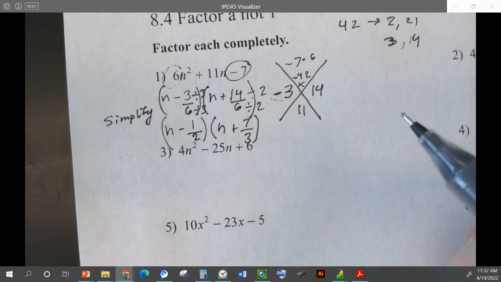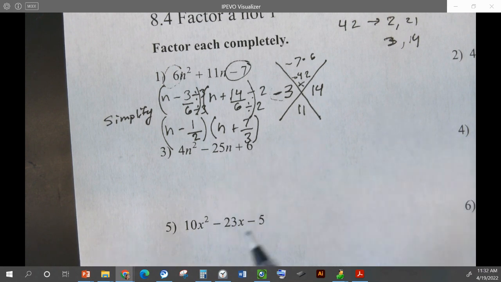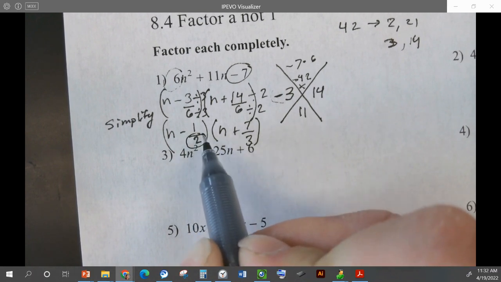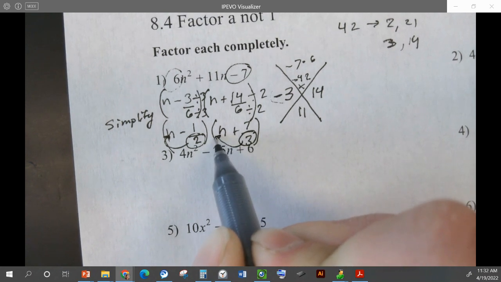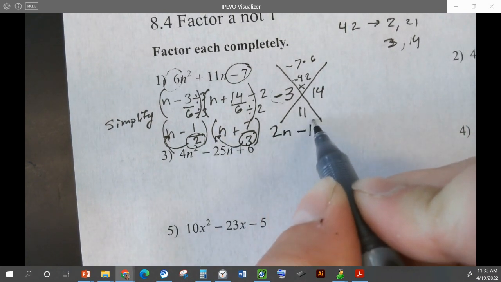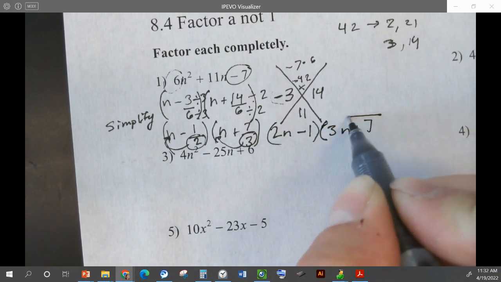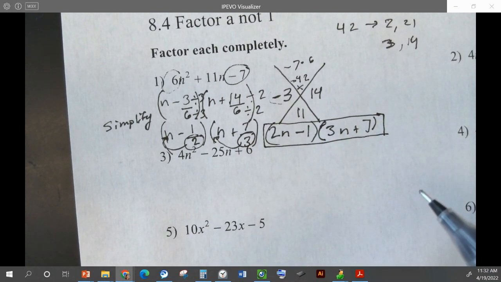So what's our last step here? So remember, we're using the bottom up method. So we take the bottom of the fraction and move it up. The bottom of the fraction and move it up. So our answer on this one will be 2n minus 1, 3n plus 7. And that is our answer.